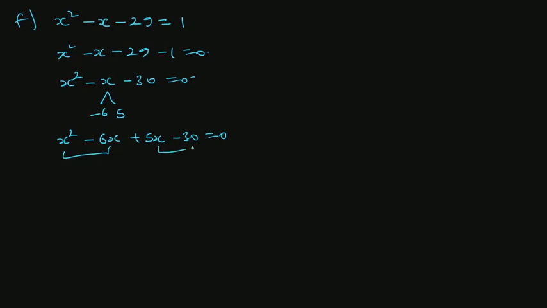Group and factor out the common factors. Here I have x, and here also there's x. So when I factor out x, I remain with x here. Here I remain with a negative 6. Then here what is common, I think it's a 5. When you take it out, I remain with x here, and here a negative 6 as well. So the brackets are the same. Factor out one bracket, and what remains is x plus 5.